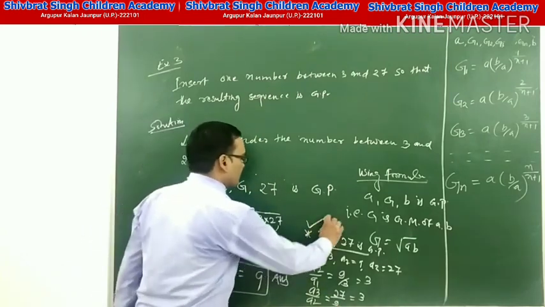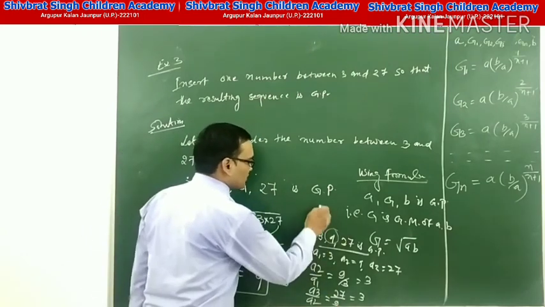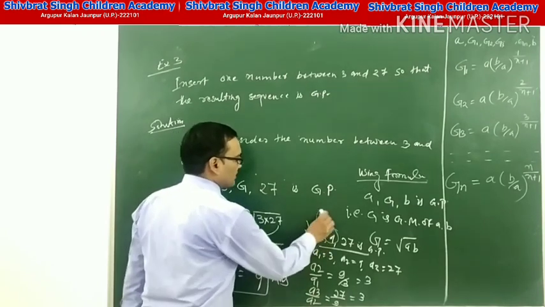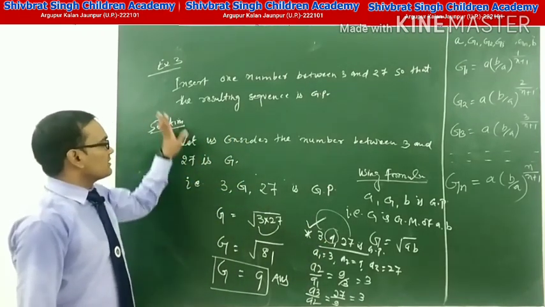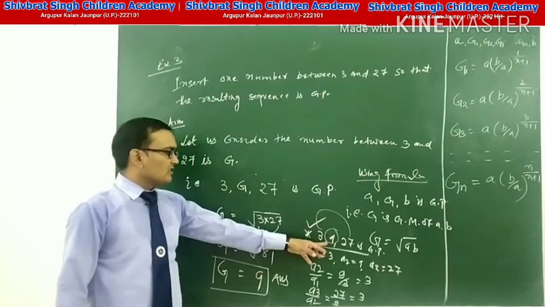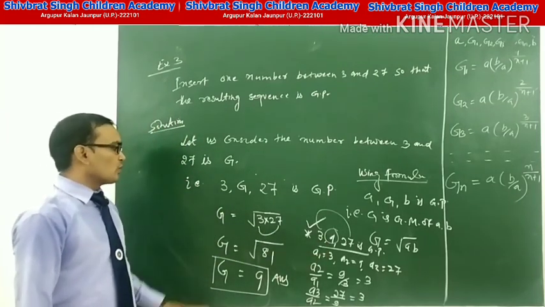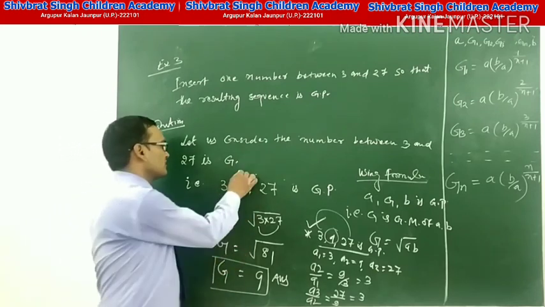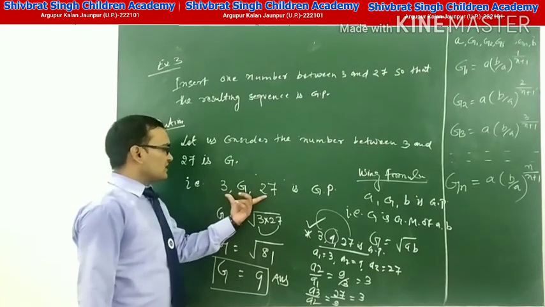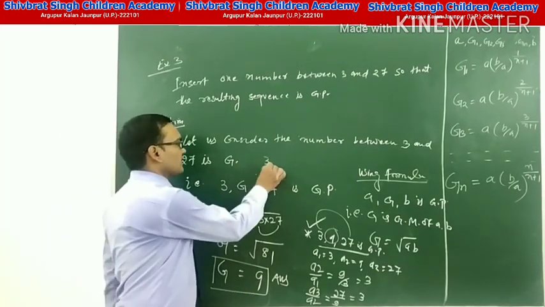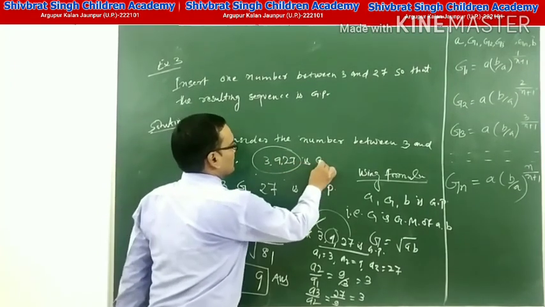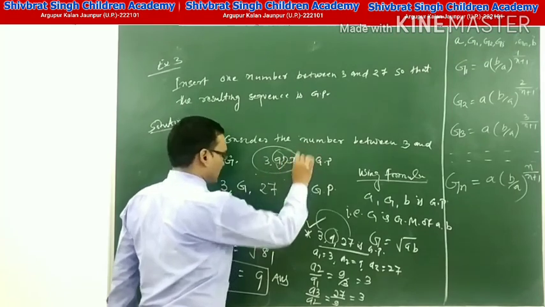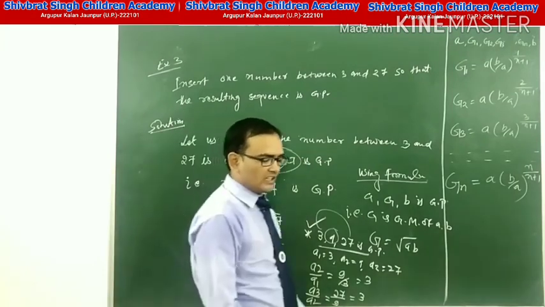This is a GP and 9 is the geometric mean between 3 and 27. That means the number 9 makes this a GP, that means 3, 9, 27 is a GP, and your answer is 9.